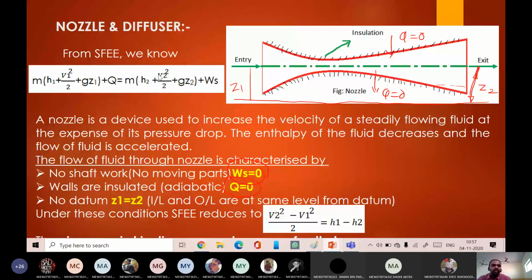I am applying the steady flow energy equation to the nozzle. Right? So we have V1 square by 2 plus H1 is equal to V2 square by 2 plus H2. Send V1 to the right side, H2 to the left side. Then what we will get? V2 square minus V1 square by 2 is equal to H1 minus H2. This is the steady flow energy equation.